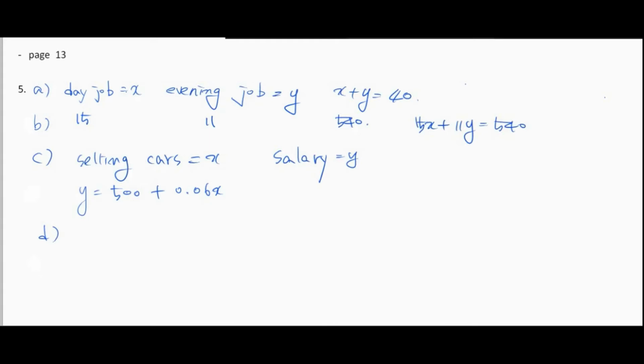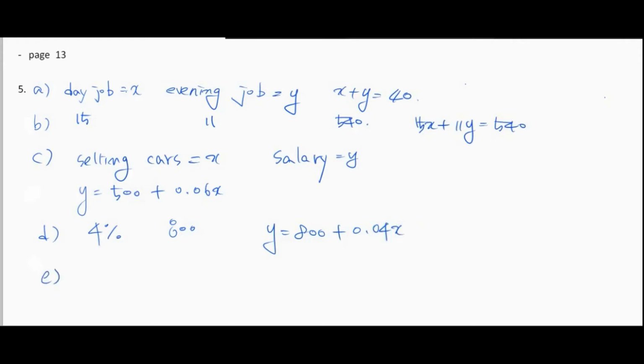And this is D. It says that Justin is offered a new job that would pay $800 per week plus 4% commission. And again, we'll make an equation using these. And his salary is y equals 800 plus 0.04x.